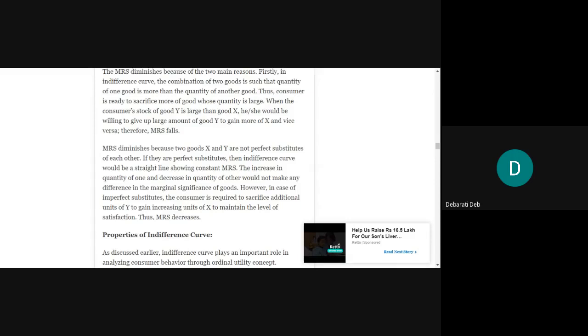Understood? However, in case of imperfect substitutes, the consumer is required to sacrifice additional units of Y to gain increasing units of X to maintain the level of satisfaction. Thus, MRS decreases. You have to keep the satisfaction the same, right? You have to keep the satisfaction same in an indifference curve. That's why when you are increasing one, you have to decrease the other. And since you are keeping the satisfaction constant, that is why MRS goes on decreasing. Had MRS been constant, then the indifference curve would have been a straight line.